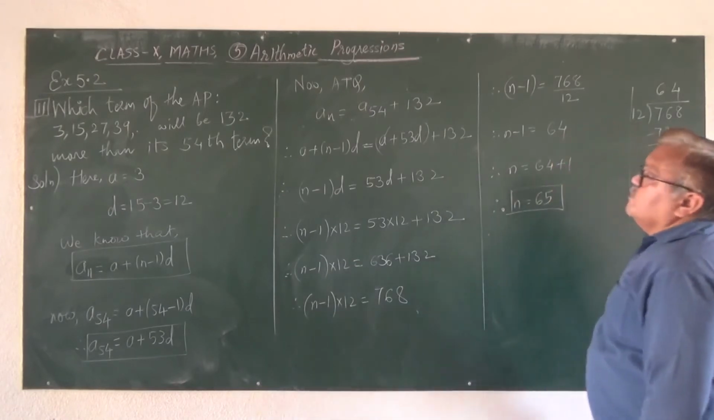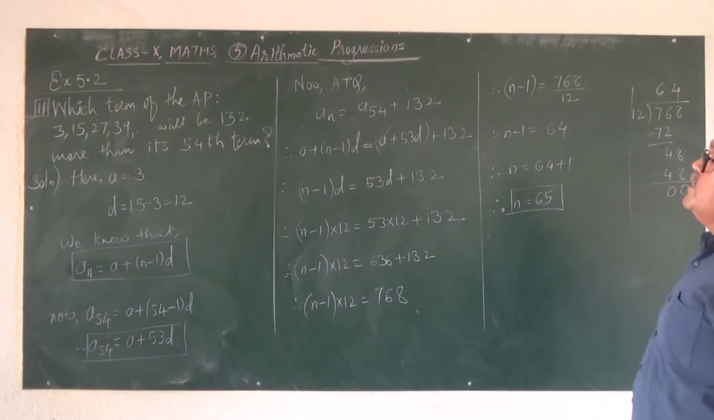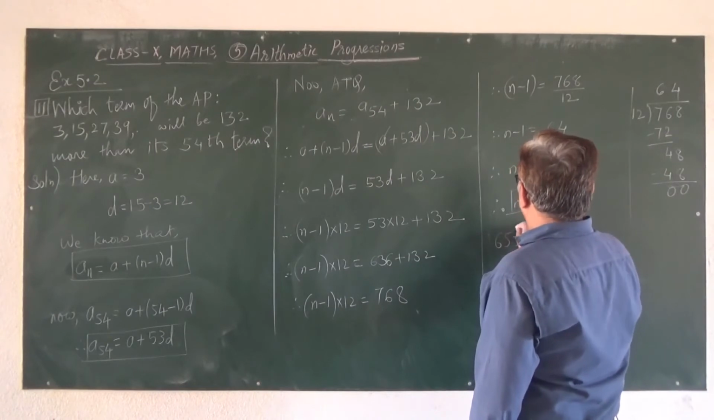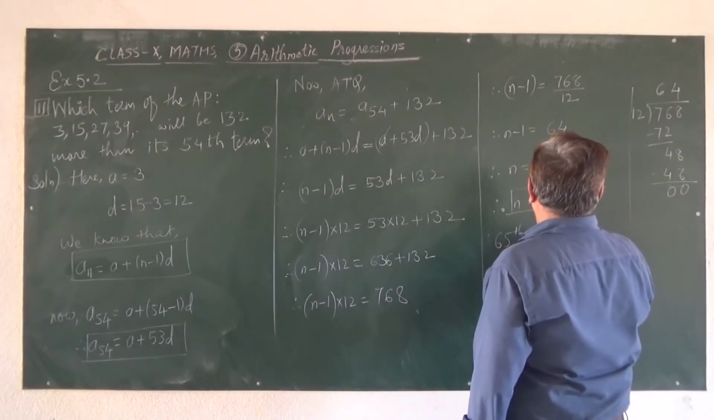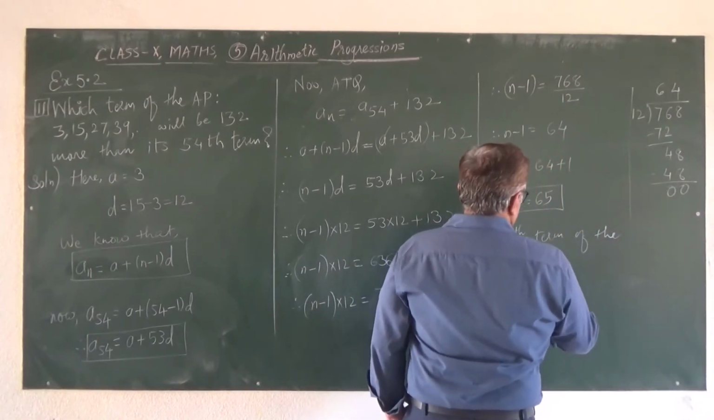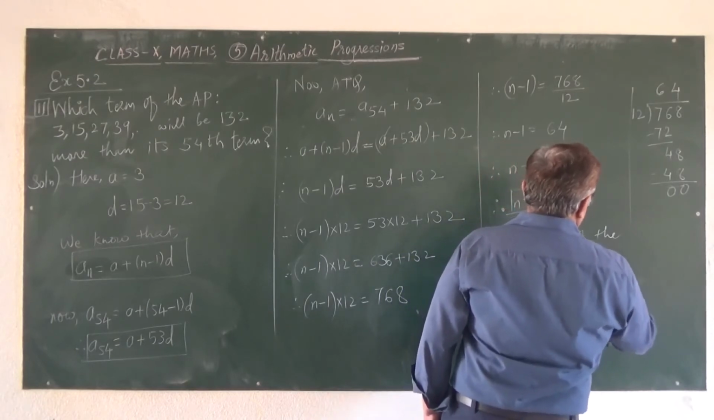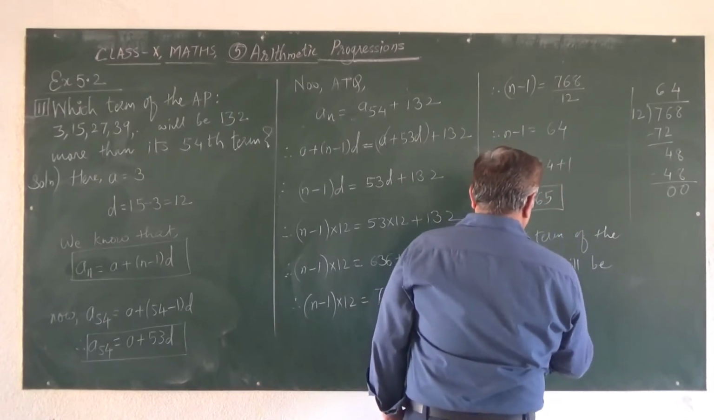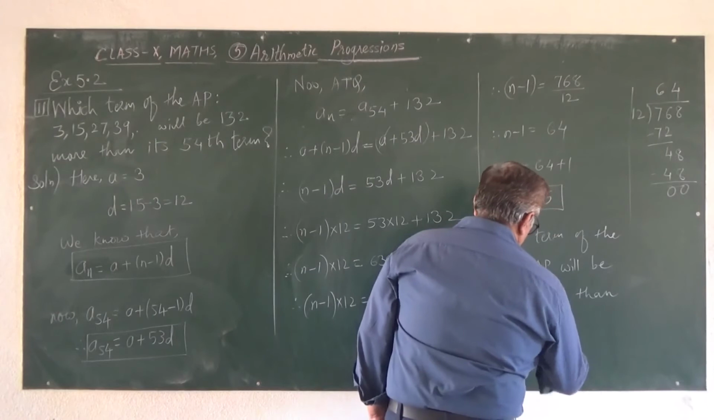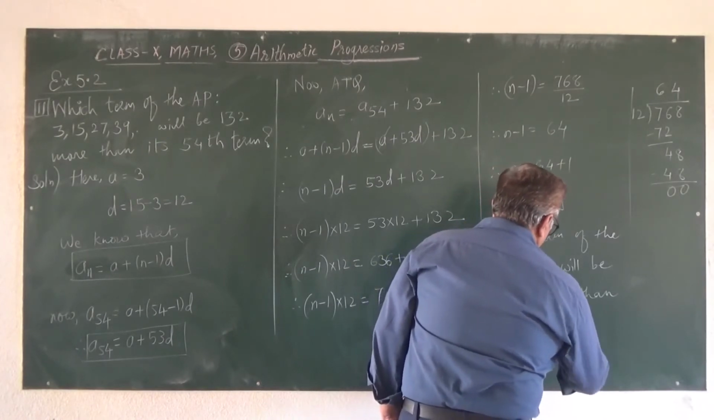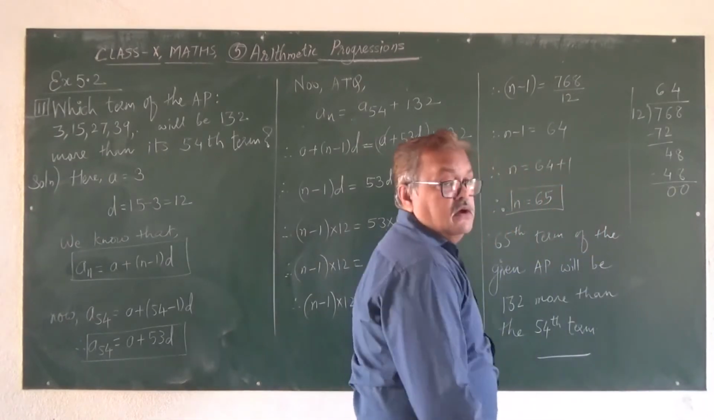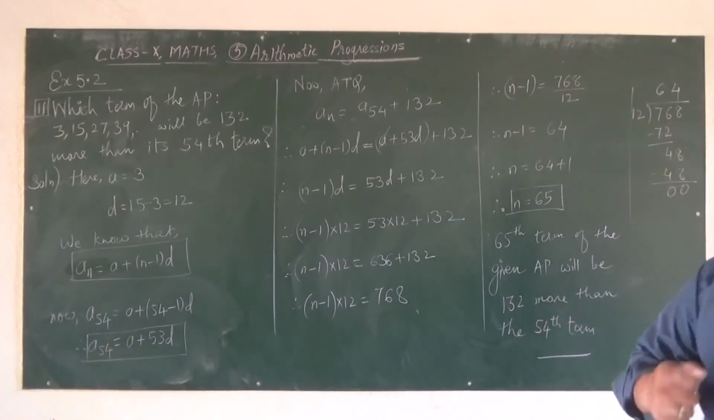So your answer, which term of the given AP will be 132 more than the 54th term. So the answer you can write: the 65th term of the given AP will be 132 more than the 54th term. Okay, hope you have understood this.